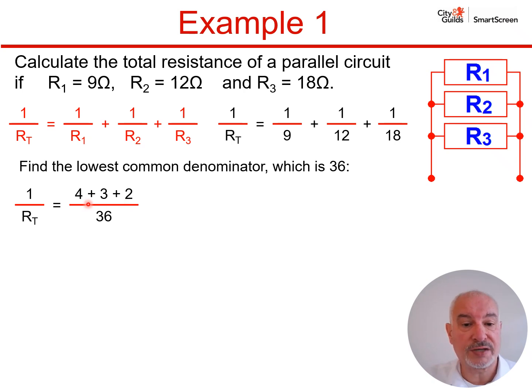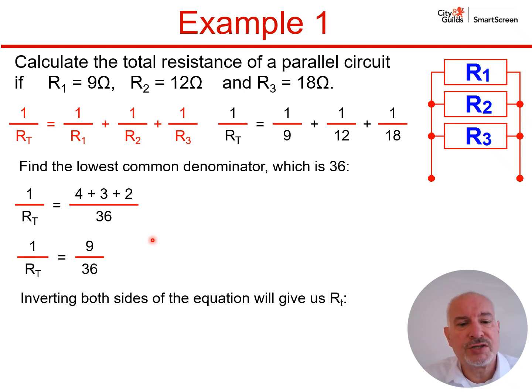So we've got 4 plus 3 plus 2 over 36. Note we don't add the 36 3 times at the bottom, we just simply have one value, the common denominator is 36, but on the top we've now got 4 plus 3 plus 2. And that gives us 9 over 36. So we would write that down. We would write 1 over RT equals 9 over 36.